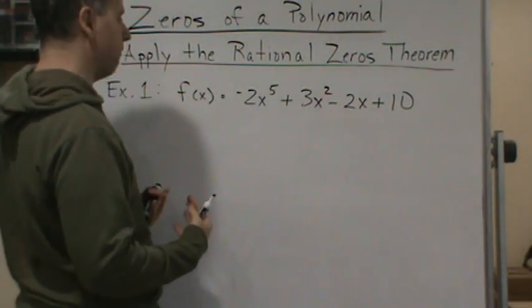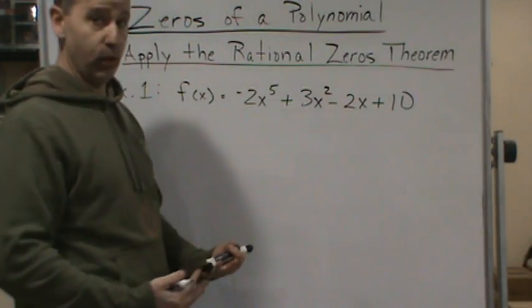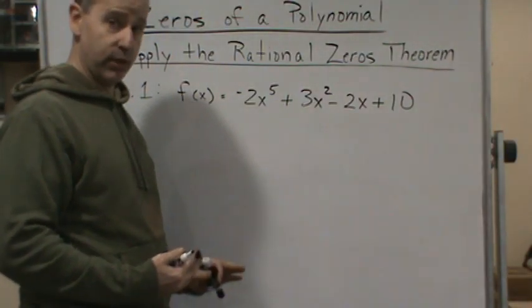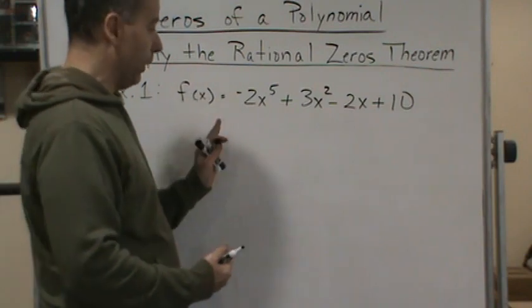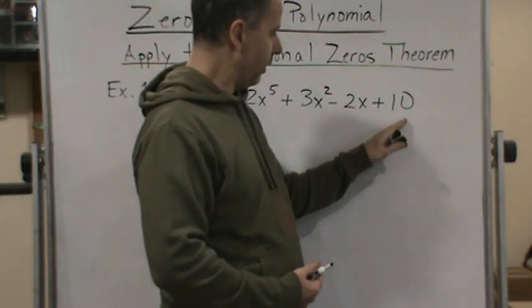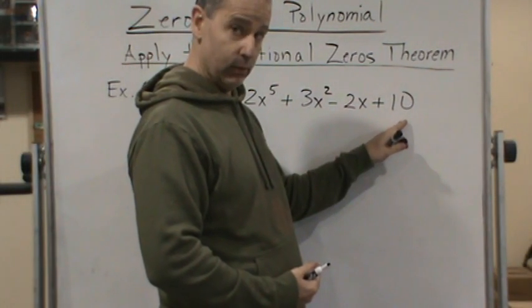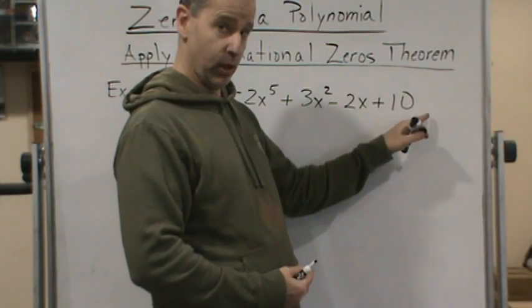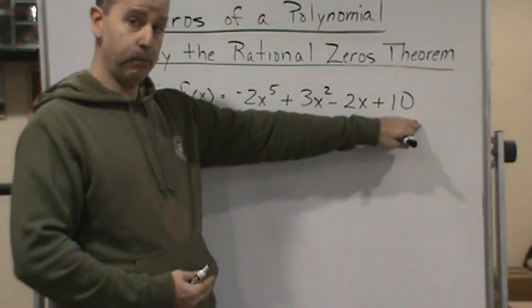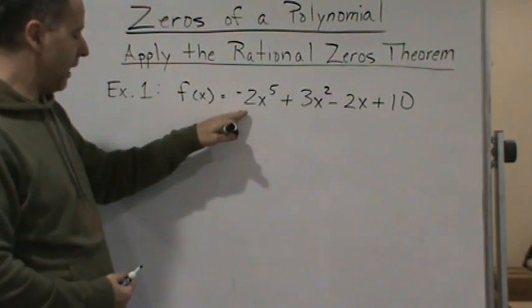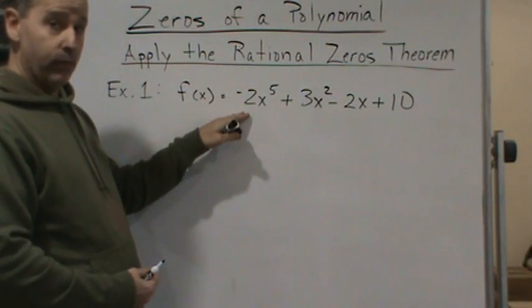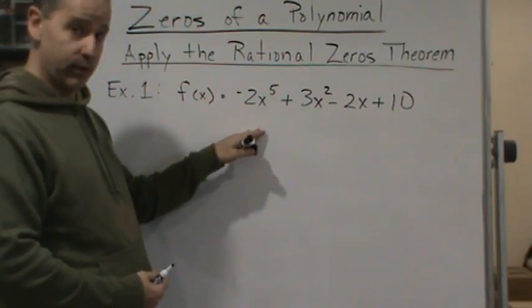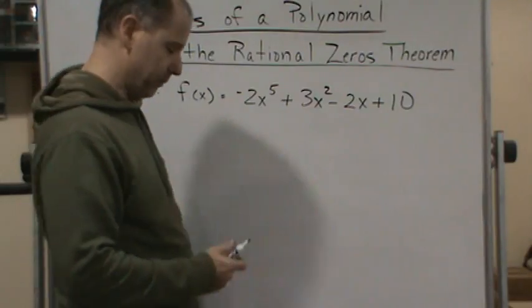It says, okay, if there is a rational zero and it exists, then we know that the numerator of that rational zero is going to come from the constant term. So that's going to be all of our p's, right? And the denominator is going to be a factor of the leading coefficient, which is our q's, right?